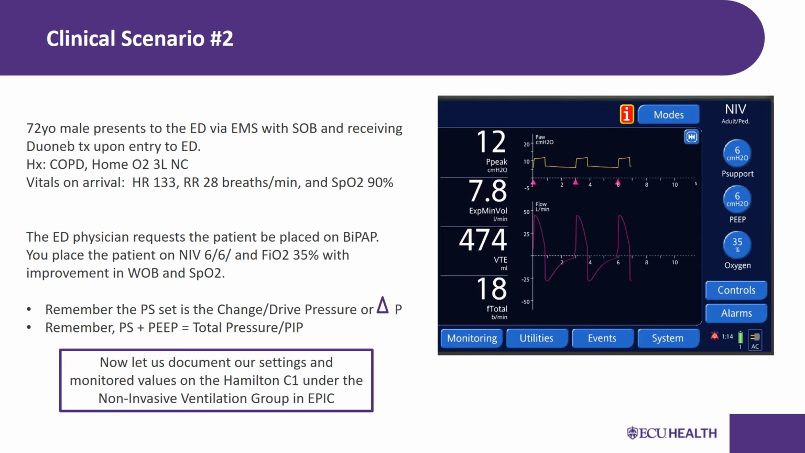We do need to remember that the pressure support set in the Hamilton C1 is also the change pressure, drive pressure, or delta P. And we also need to remember that the pressure support plus the PEEP is the total pressure delivered. Now let's go document our settings.